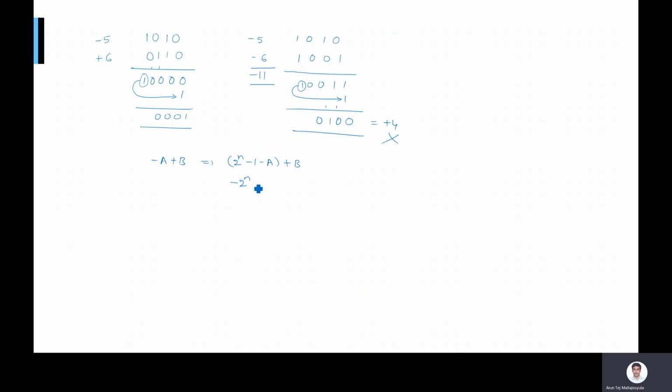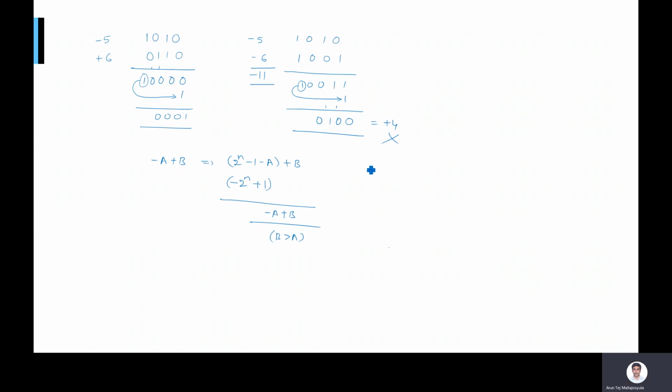So you're subtracting 2 power n and adding 1. Okay. So whatever result you got, to that result, you're subtracting 2 power n and adding 1. So what is the result? Obviously, it is minus A plus B. Okay. So that is the logic behind your end around carry addition. So this is of course for B greater than A.